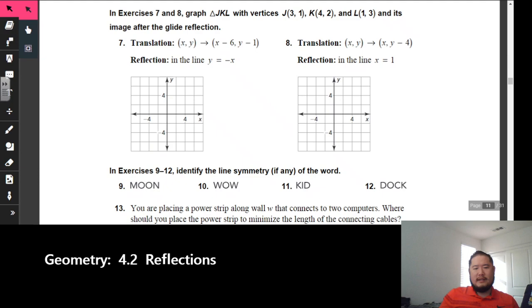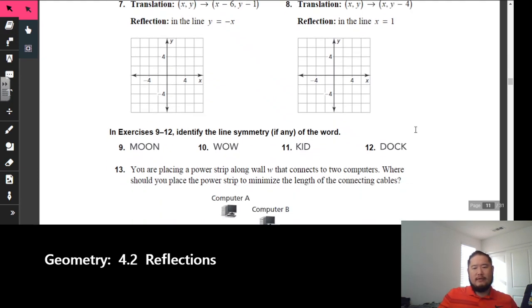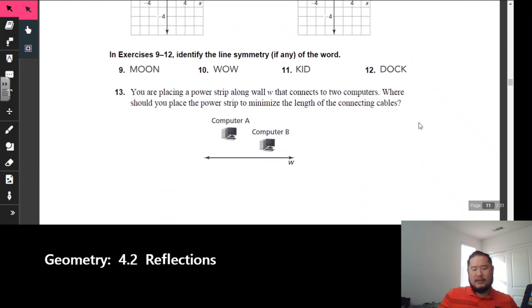Next up, let's take a look at numbers 9, 10, 11, and 12. If you were to identify a line of symmetry, are there any with these words? Would you be able to split them in half in any way where they overlap each other? With number 9, there would be none. Take a look at number 10. There's one right here, splitting it right down the O.